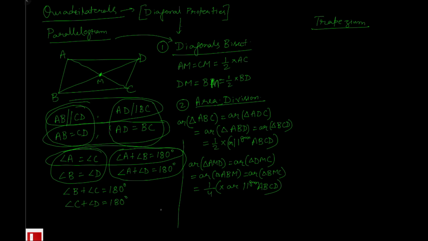And then comes the most important part, that is the length of diagonals. So if I say side AD is small a, side BC will also be small a. Side CD, if it is small b, then AB is also small b. And the diagonals, if I call the length of the diagonals as D1 and D2, what is the relation of the length of diagonals? It is D1 square plus D2 square is equal to 2 times a square plus b square.